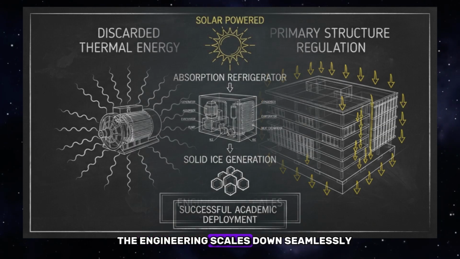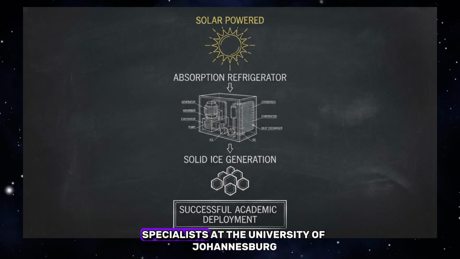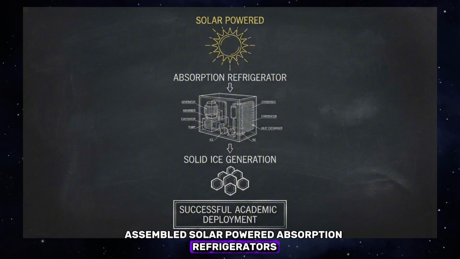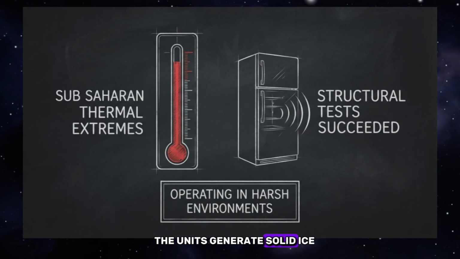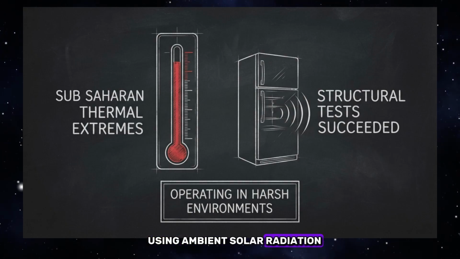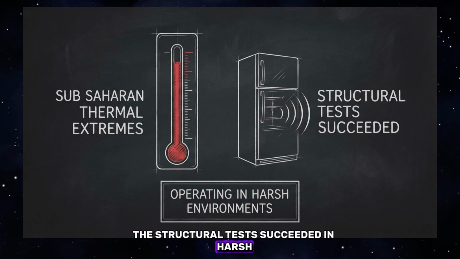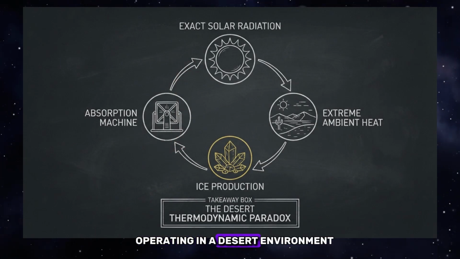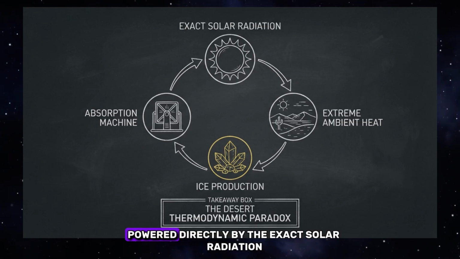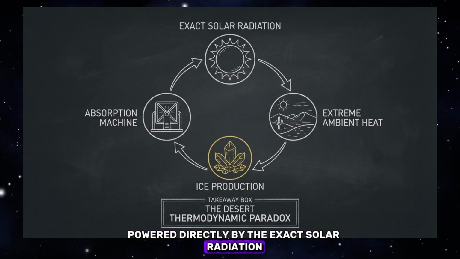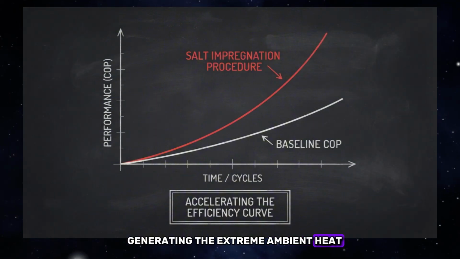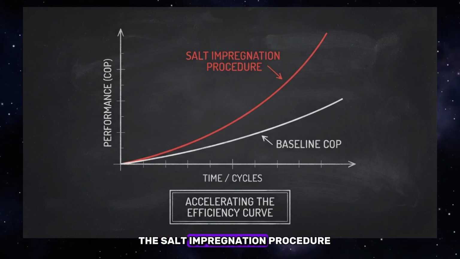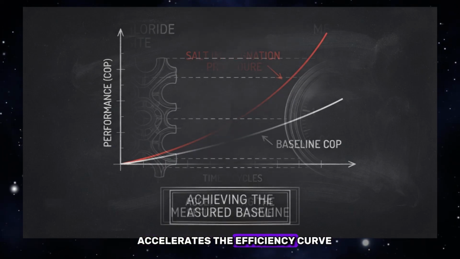The engineering scales down seamlessly. Specialists at the University of Johannesburg assembled solar-powered adsorption refrigerators. The units generate solid ice using ambient solar radiation. The structural tests succeeded in harsh sub-Saharan thermal extremes. A standard refrigerator operating in a desert environment. Ice production powered directly by the exact solar radiation generating the extreme ambient heat. The coefficient of performance consistently scales upward. The salt impregnation procedure accelerates the efficiency curve.